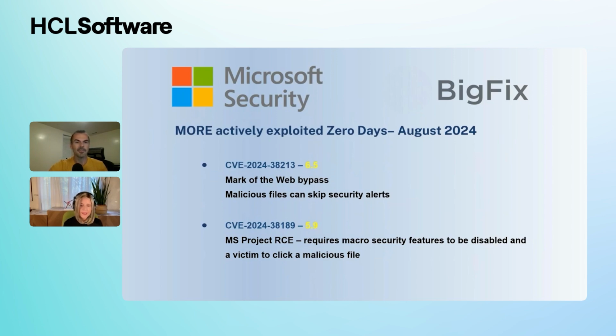Okay, and that's why that one's higher than 38189. Yeah, because it's got really extra checkbox, extra. Correct. And they're very similar, right? It's another phishing attack vector. The project remote code execution exploit requires a user to open a malicious file.